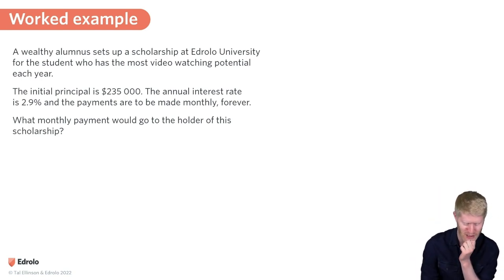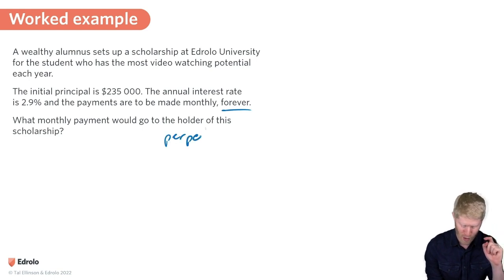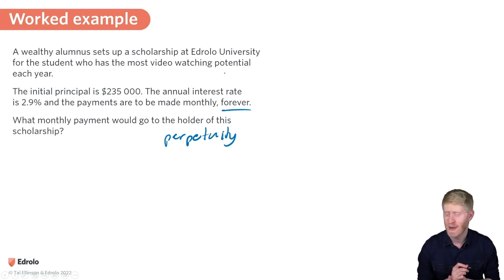The initial principal is $235. We know the annual interest rate. And we're told these payments are going to be made forever. Basically, this is a perpetuity. Very nice. What's the monthly payment that's going to go to this student? Right? If you invest $235K, you want to last forever. How much money would your student get every year?